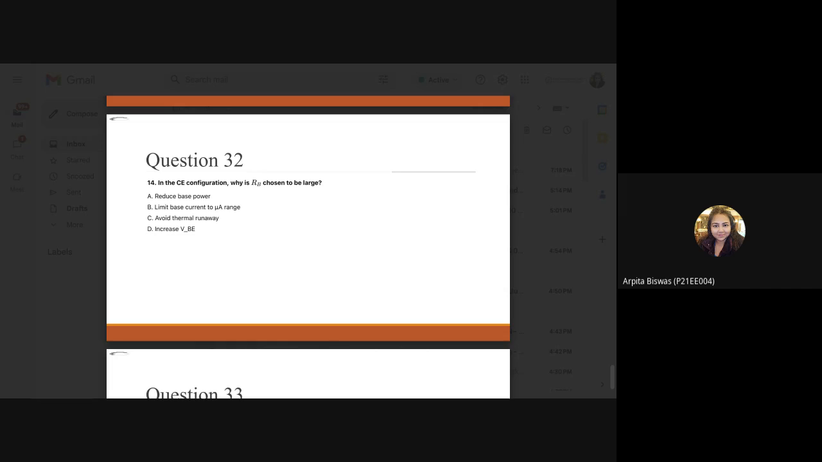So in the common emitter configuration, why is RB chosen to be large? Ma'am, option B. Yes. Option C, ma'am. Option B, ma'am. Can you explain a little bit about why not C, why option B?